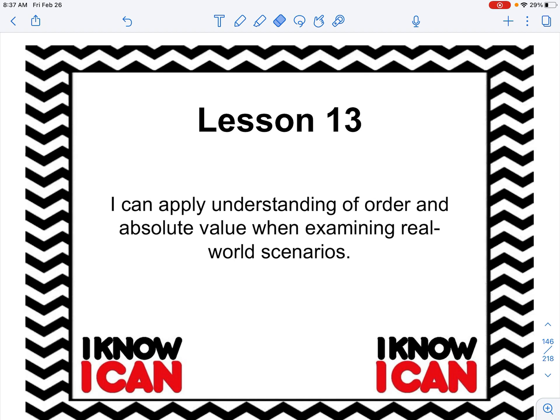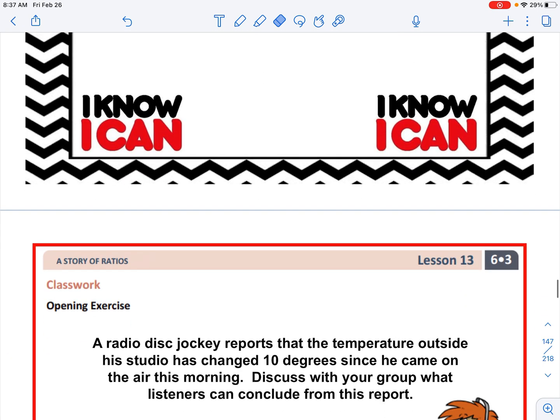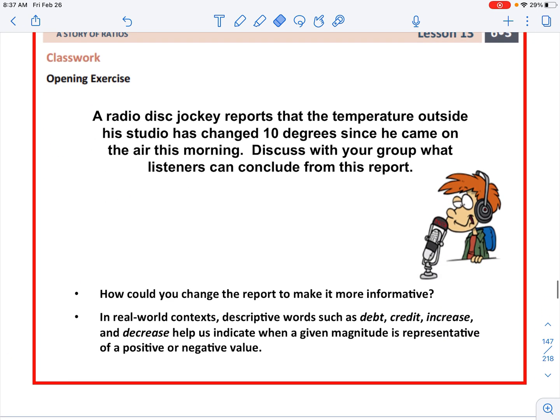Okay, today's objective tells us: I can apply understandings of order and absolute value when examining real-world scenarios. So they're going to give us some real-world scenarios, and we're going to have to determine what the absolute value is of a problem. So the opening exercise tells us a radio disc jockey reports that the temperature outside his studio has changed 10 degrees since he came to the air. Discuss with your group what listeners can conclude from this report.